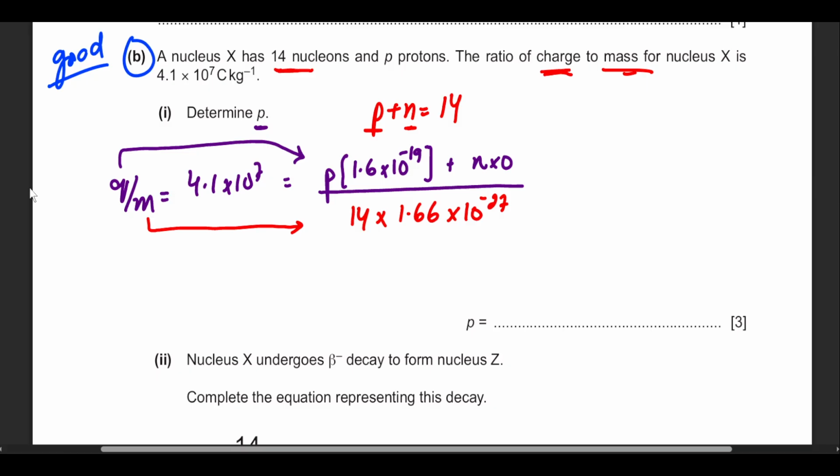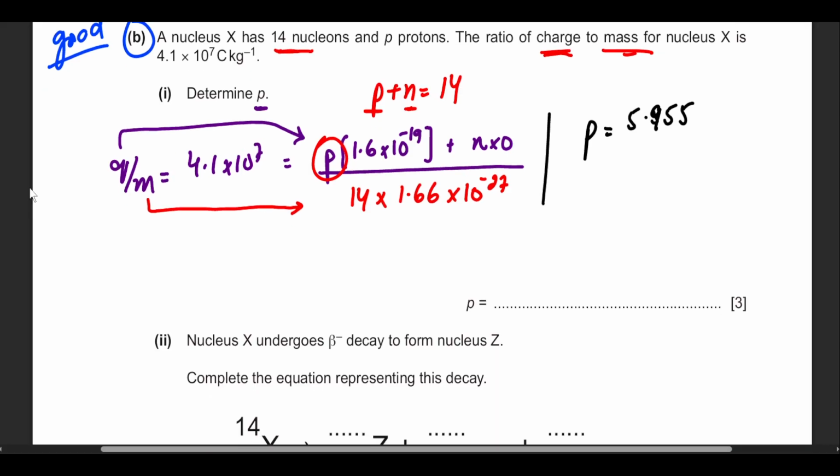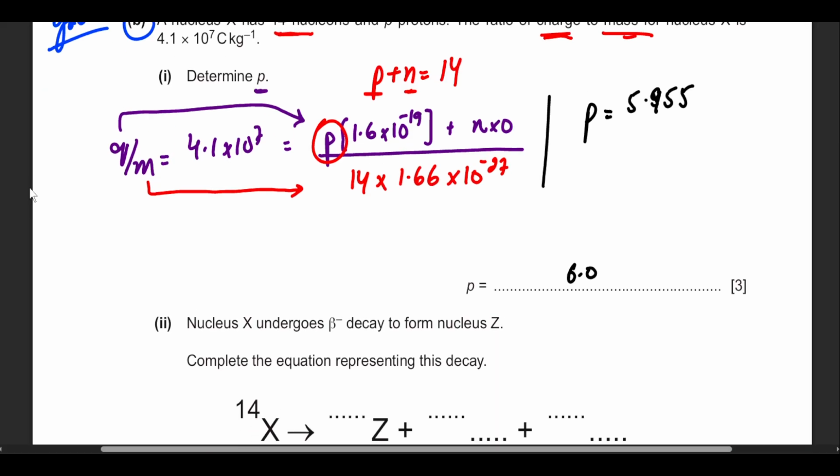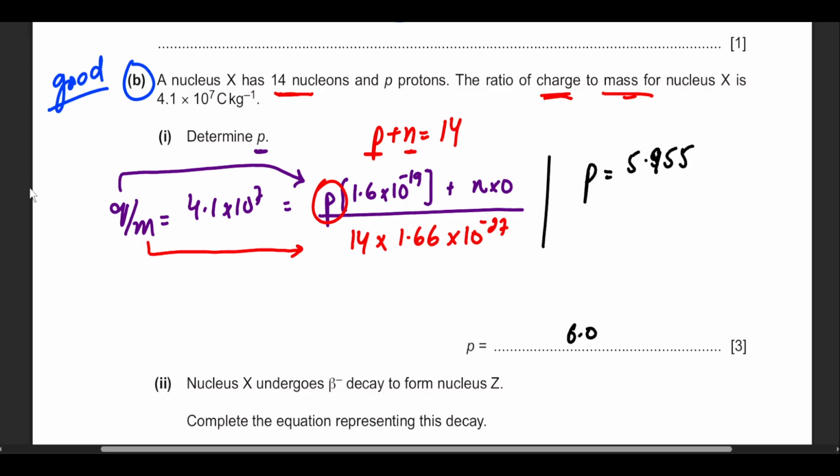Now, all of this leads to the calculation of P. So if you balance everything out, if you perform the correct algebra, P is going to come out as 5.955, which rounded off becomes 6.0. So this nucleus should contain 6 protons and approximately 8 neutrons.